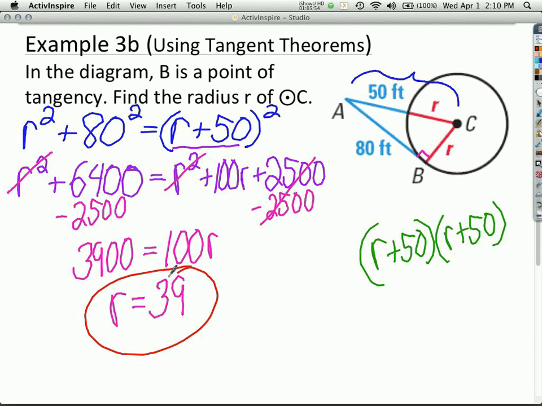Wait, so you square the first term, then the second, and then in the middle, what do? Like you add them, or I forgot what you said. Multiply these together and multiply by 2. Oh, okay. So it's basically double this times this. Or just FOIL it, like Zabari said. Okay? So we get the radius of 39.